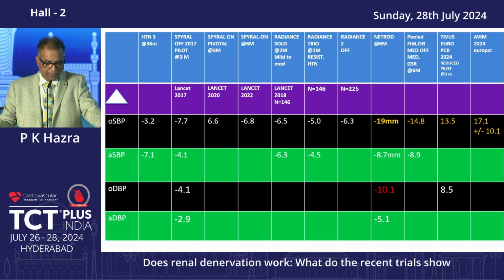Now, what are the numbers it gives? It reduces 3.2 in the first column, Lancet 2017 Spyral pilot study, minus 7.7 millimeters of blood pressure, 4.1 in ambulatory. So the reduction of office systolic blood pressure is higher than the ambulatory systolic blood pressure. Obviously, the systolic blood pressure reduction will be higher than the diastolic blood pressure. And out of this data, the study giving the maximum reduction of systolic blood pressure is Netrod China, 19 millimeters, 8.7 on ambulatory systolic blood pressure, diastolic blood pressure 10.1.